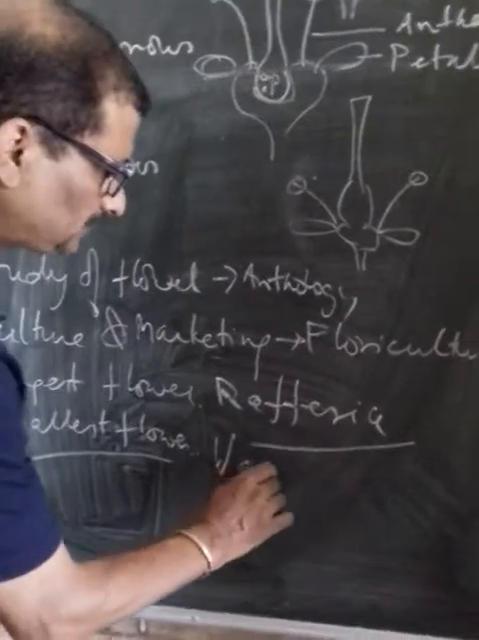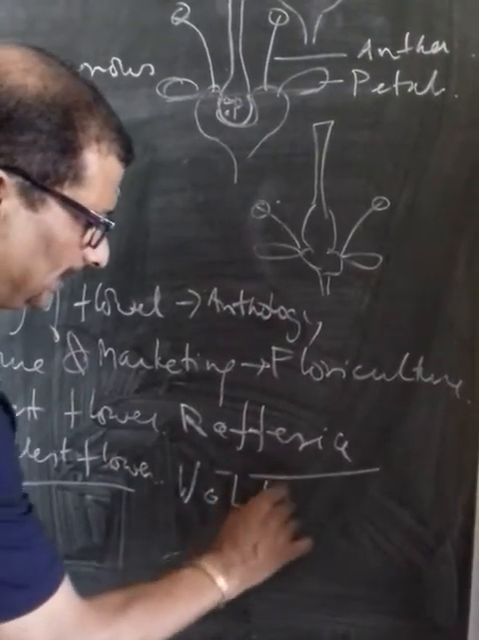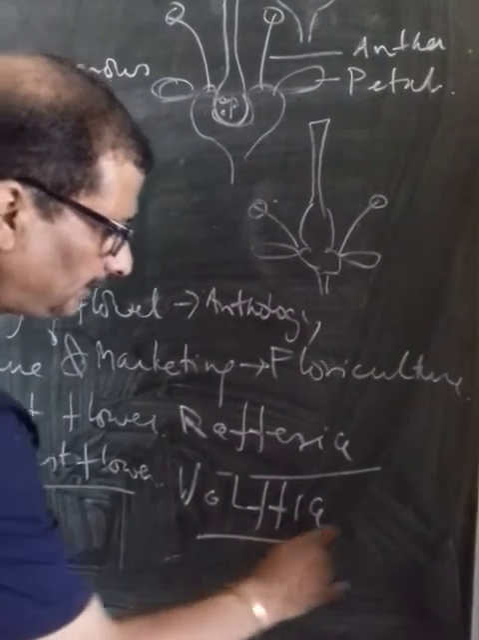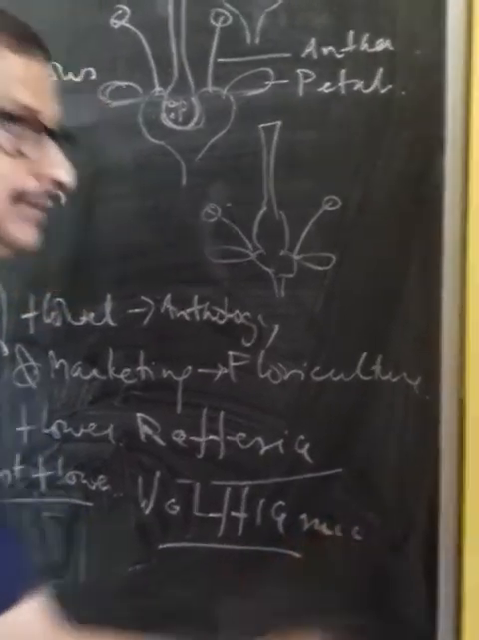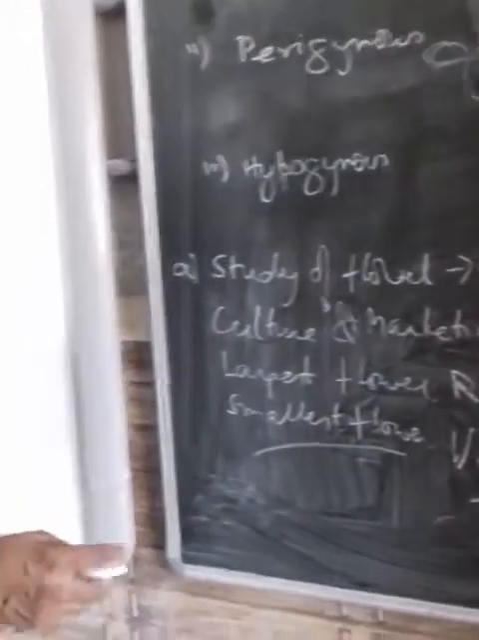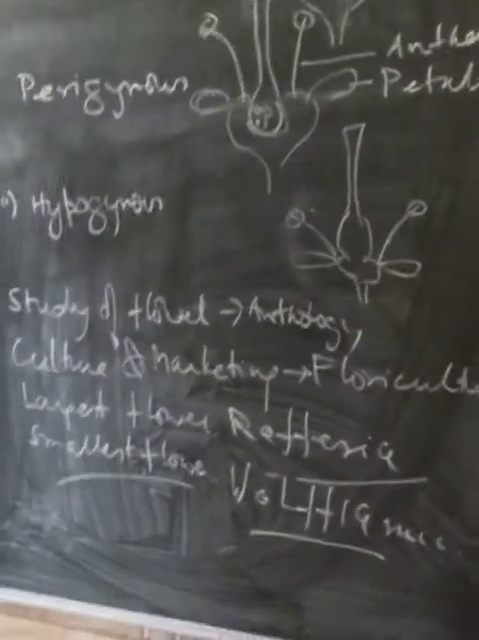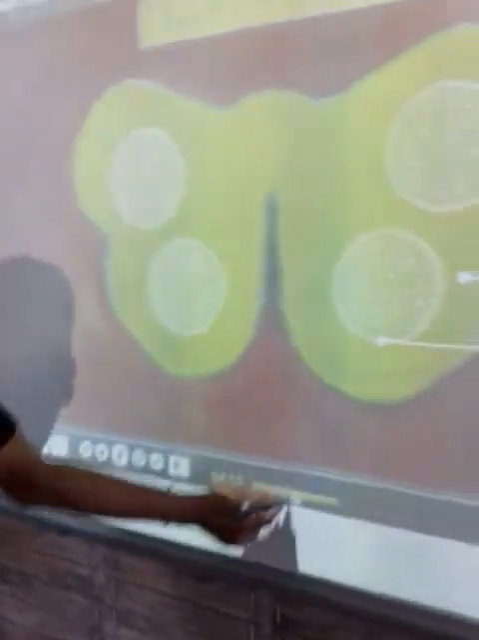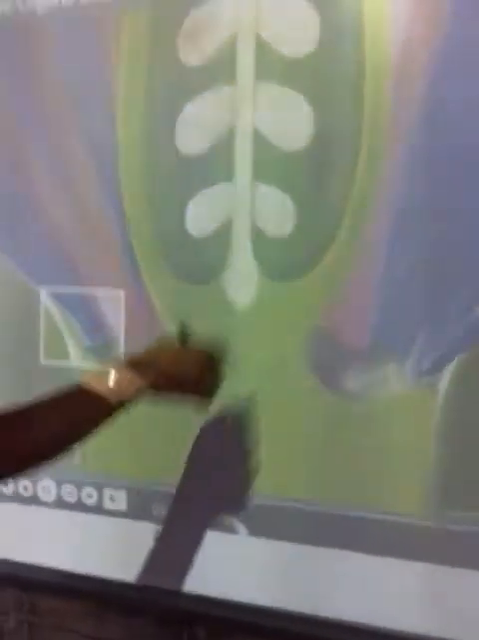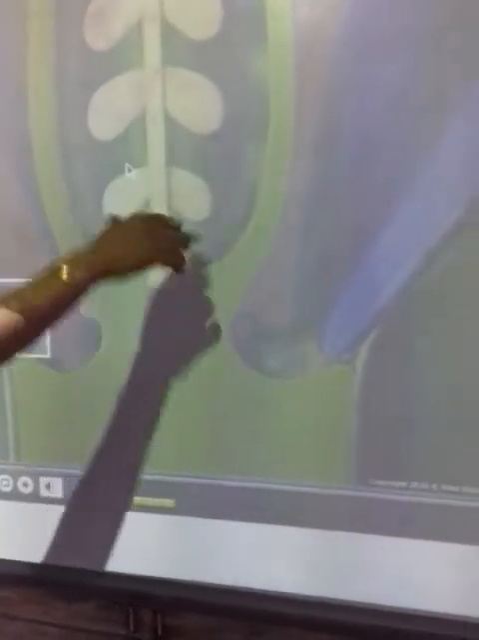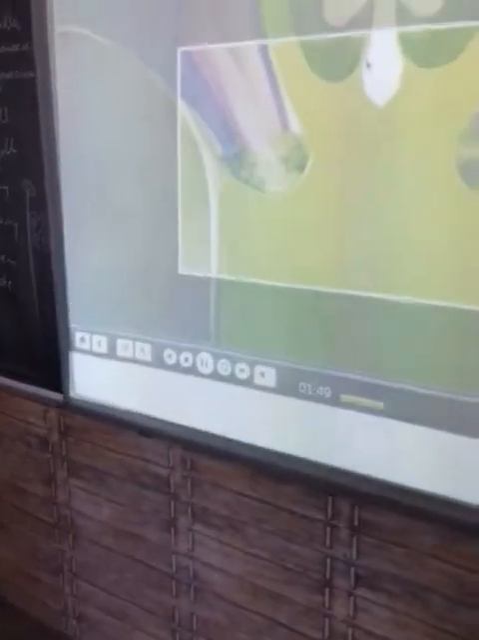Wolffia, and the second name is microscopica because they are so small. That's why they are named Wolffia microscopica. Now, we'll study a little bit in detail. Like this is the ovary, and here inside the ovary the ovules are there.